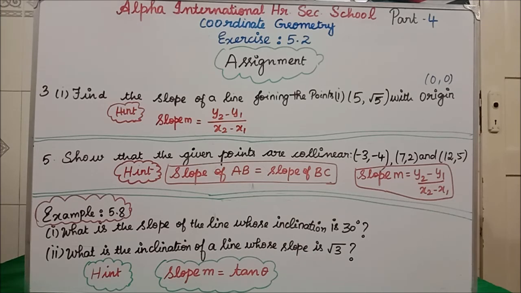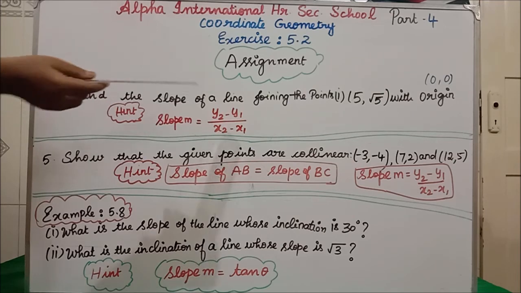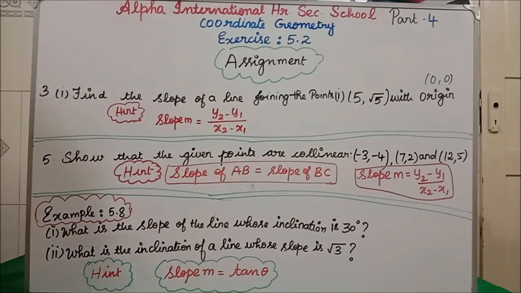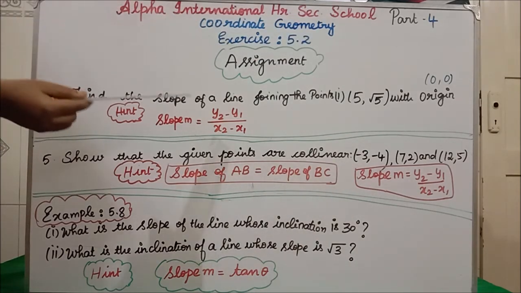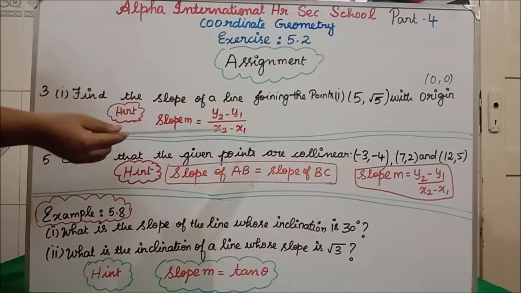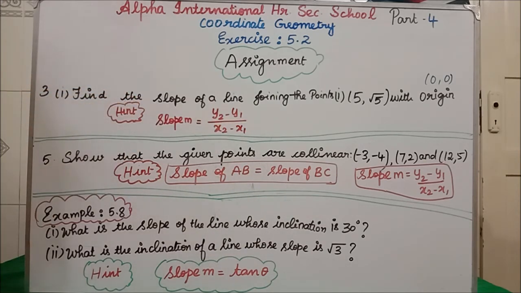See, find the slope of a line joining the point 5, root 5 with origin. Origin means 0, 0. So the 2-point formula for slope is what? y2 minus y1 divided by x2 minus x1. I have told you in pencil below, you have to write x1 y1, x2 y2. Then substitute the y2 value, y1 value, x2 value, x1 value. Here you are going to substitute and find the slope m.